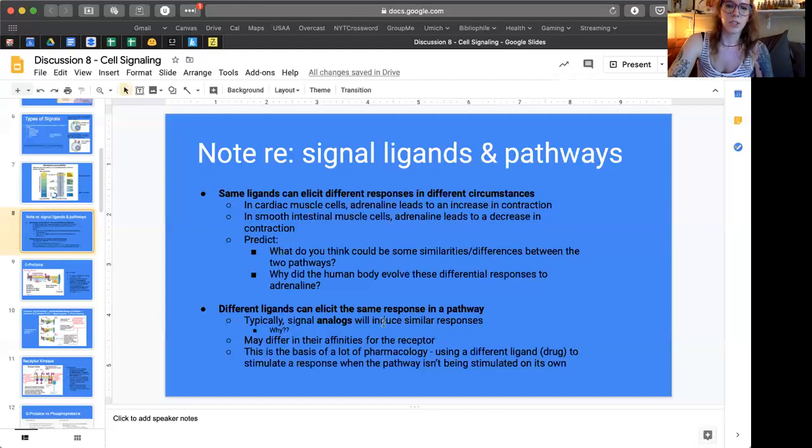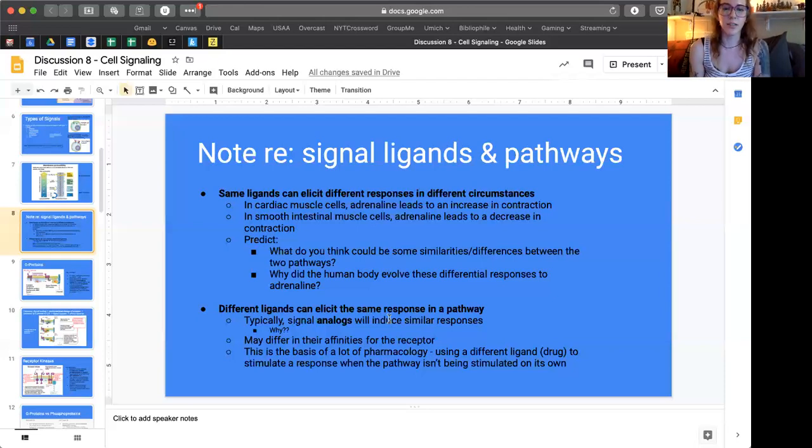So analogs are essentially just really similarly shaped molecules. And we can think, okay, if the binding of the signal to the receptor is based on shape, if you have an analog, you're going to probably get a similar type of binding because you have that similar shape that will allow it to bind in the first place. It might differ in their affinities. So you can have an analog that's less effective, but overall you're going to assume that they're still going to be able to activate the same pathway.